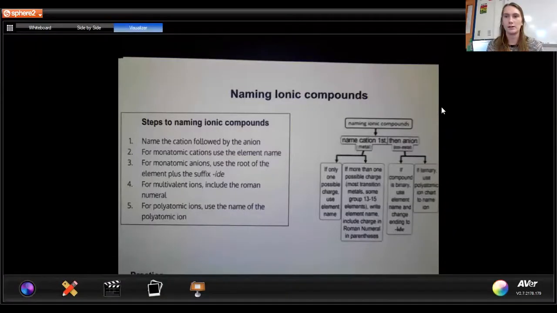So now that we know how to write the formulas for our binary ionic compounds, we need to know how to name them. When we talk about naming, that's when you're having a conversation with someone and you need to say what you're trying to say. I have the notes pulled up for naming ionic compounds.